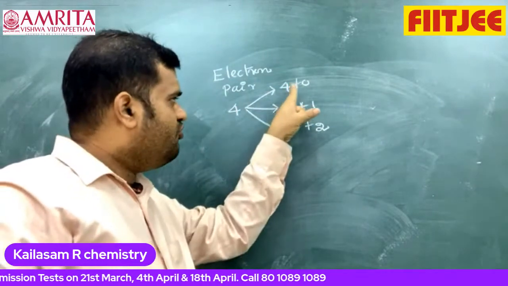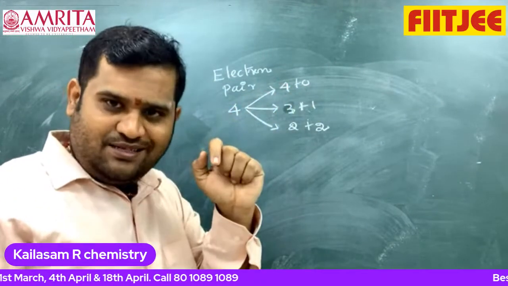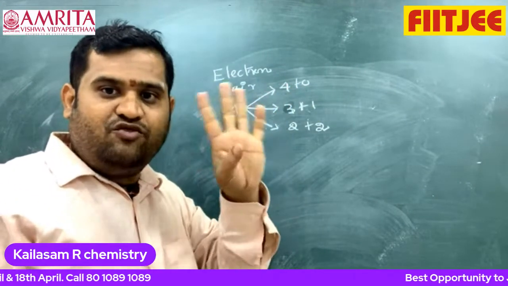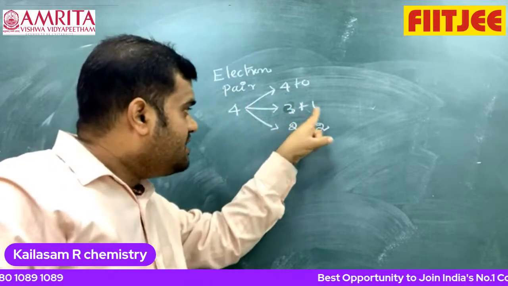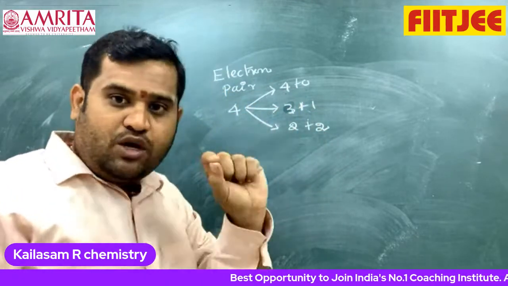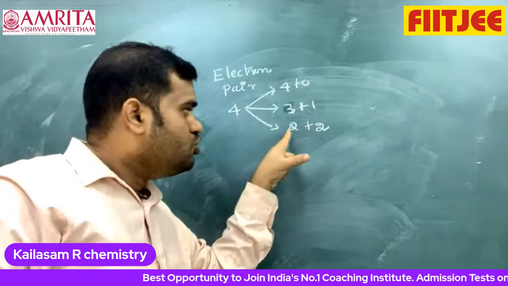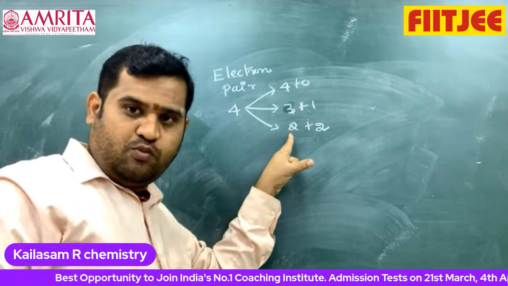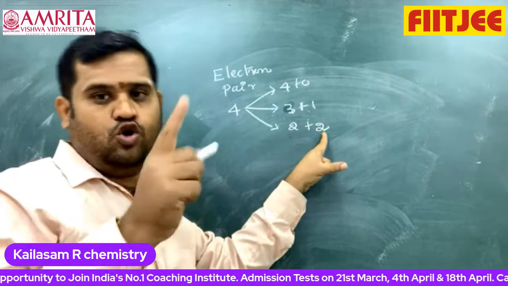What is the meaning of 4 plus 0? That means the molecule has 0 lone pairs, 4 bond pairs. What is 3 plus 1? 3 bond pairs, 1 lone pair. What is 2 plus 2? 2 bond pairs, 2 lone pairs.